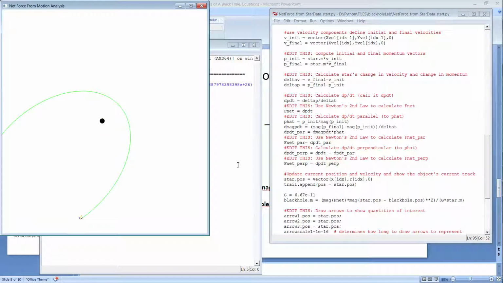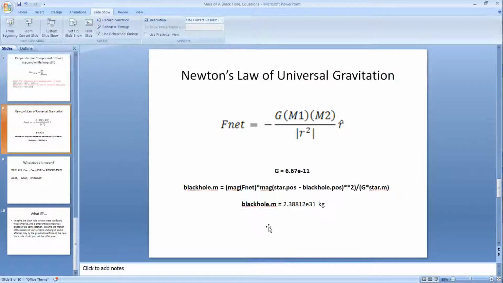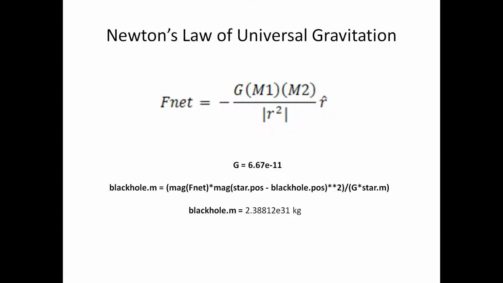And here we are. Notice that the arrows were largest closest to the black hole. The yellow arrow represented the Fnet, the blue arrow represented Fnet perpendicular, and the black arrow represented Fnet parallel. Our black hole mass was found to be 2.388 e to the 31 kilograms.